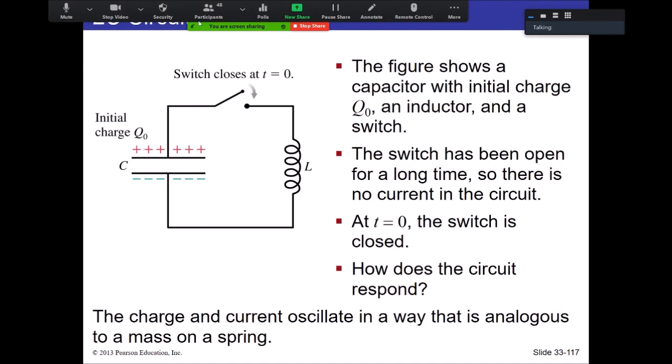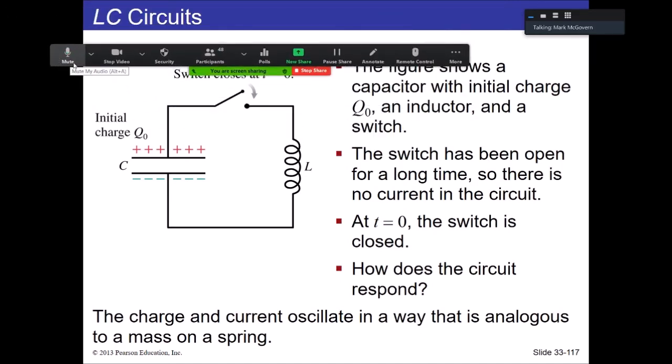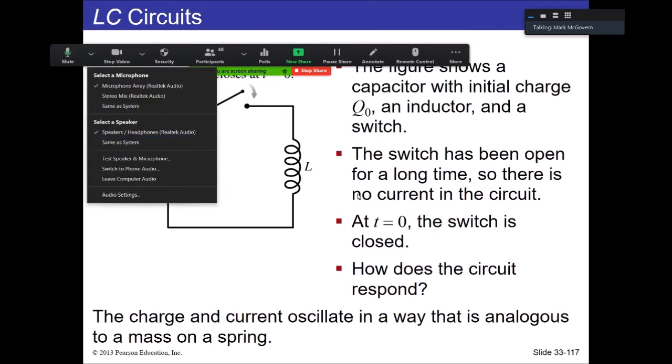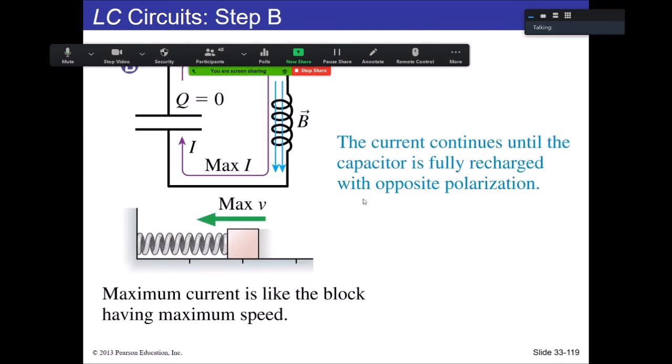Wait, hold on here. You know what? What happened here? Hold on. Oh, I just hit the wrong button.